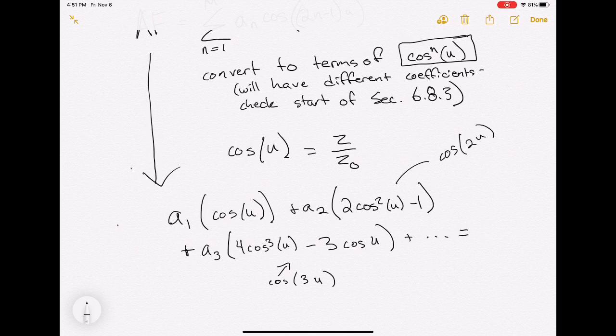So when you do this, you set that equal to the Chebyshev polynomial, and then you're going to scale it. So that's going to be T sub n, whatever polynomial order you're going towards, of cosine u divided by z naught. If you do that, then you find all of the values of these a coefficients, and those are your amplitude weights on the array.